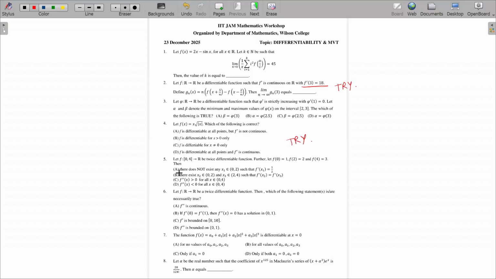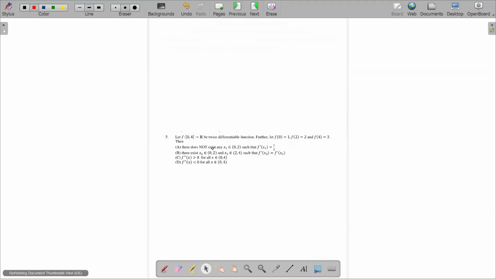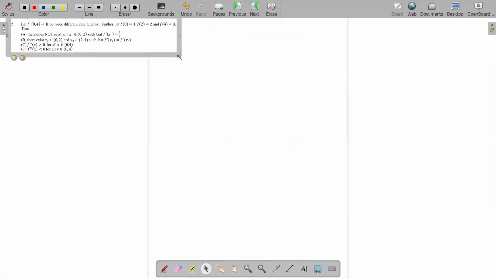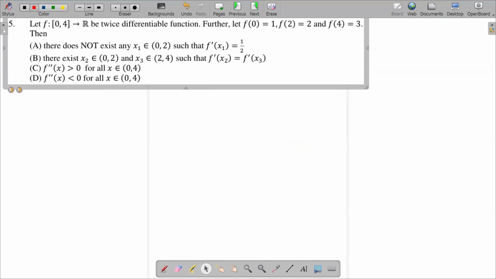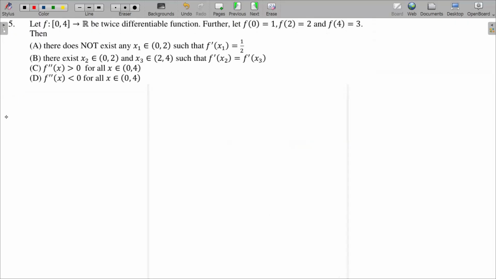Okay. Fifth one, can somebody? Now, fifth onwards, you can expect what you are going to use. See, such a question is expected.